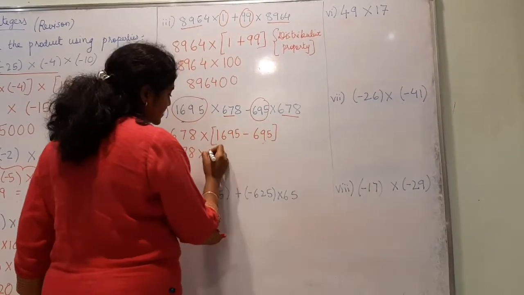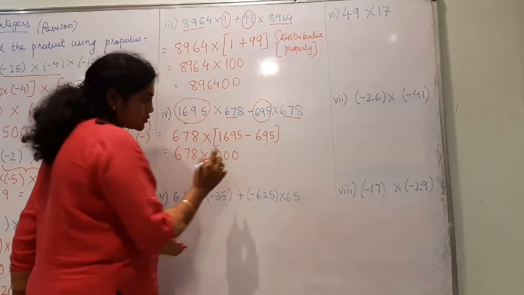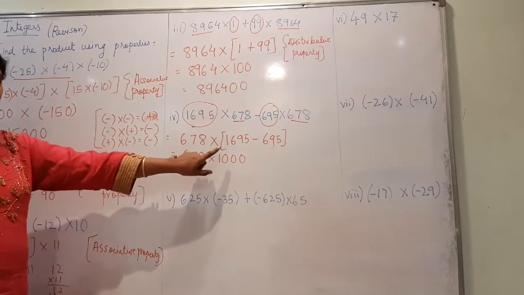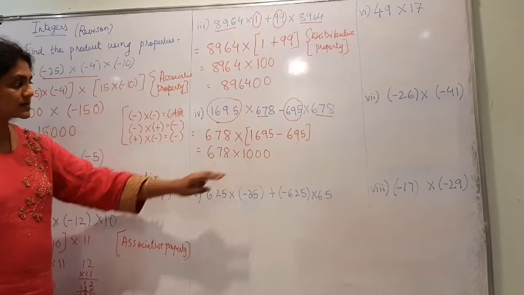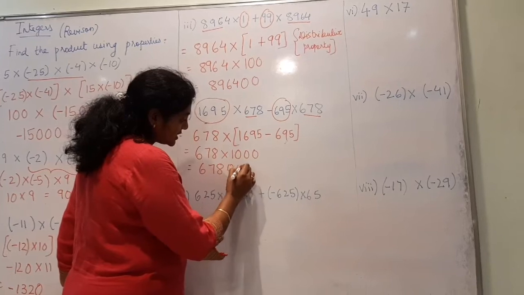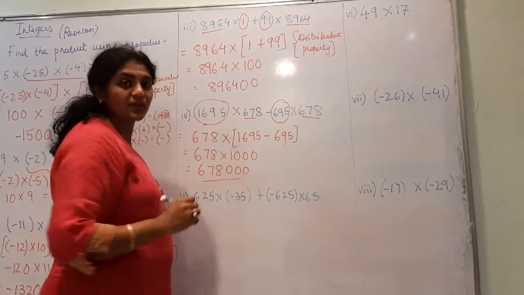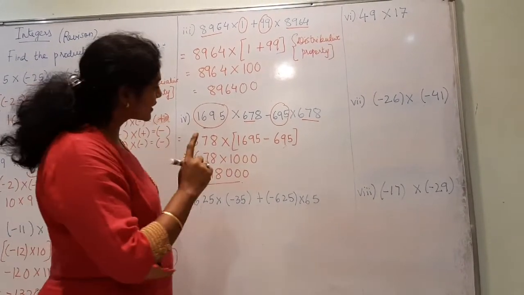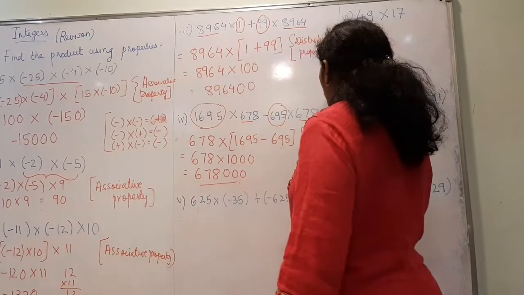Solve this, so this will be 1000. 1695 minus 695 is 1000. The answer will be 6700. Which property is used? Again, the distributive property.